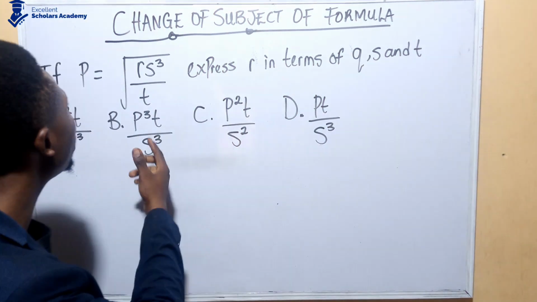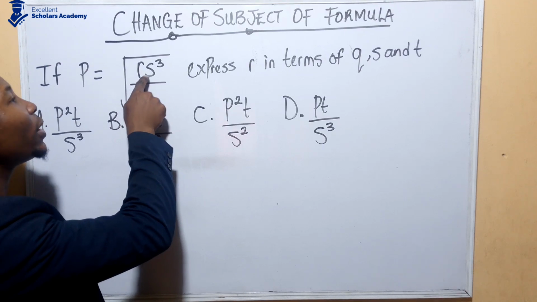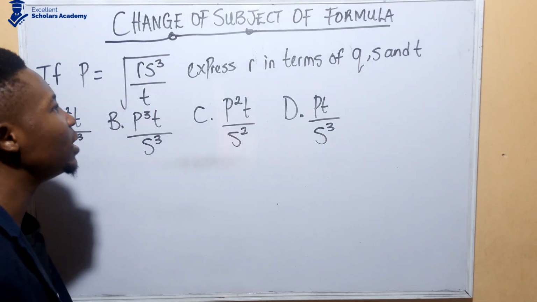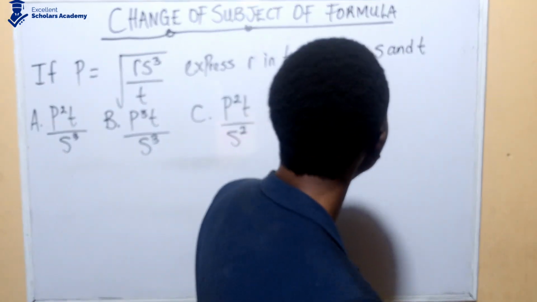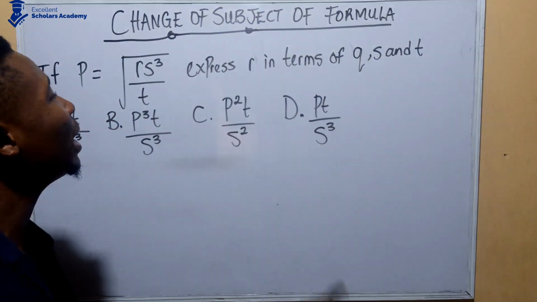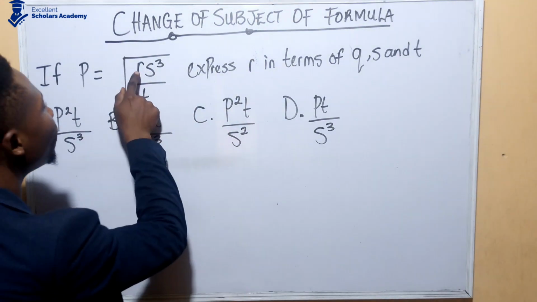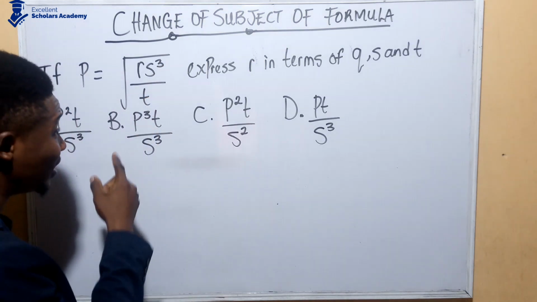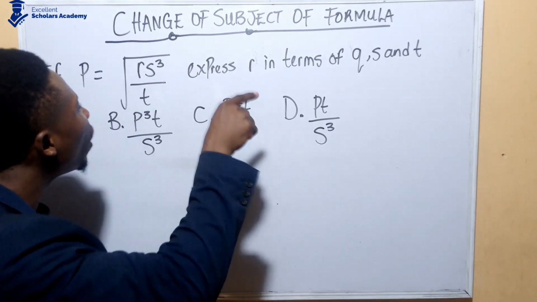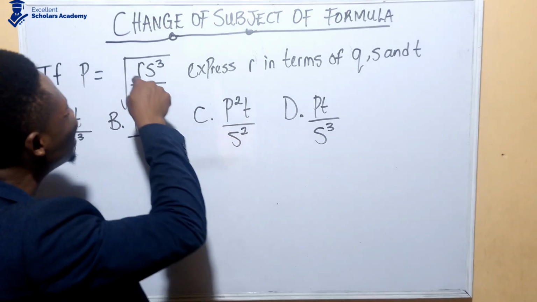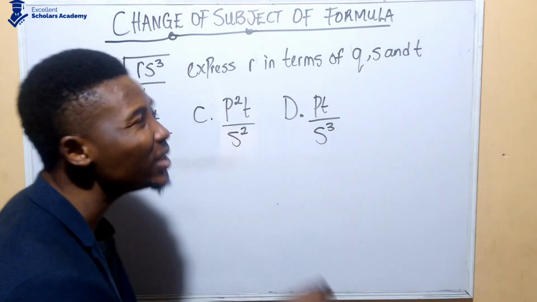If P is equal to the square root of RS to the power of 3 over T, express R in terms of P, S and T. That means you have to make R the subject of formula from this. Now, this is P is equal to the square root of RS to the power of 3 over T. Now, the R you want to make the subject of formula is inside here and under a cap.